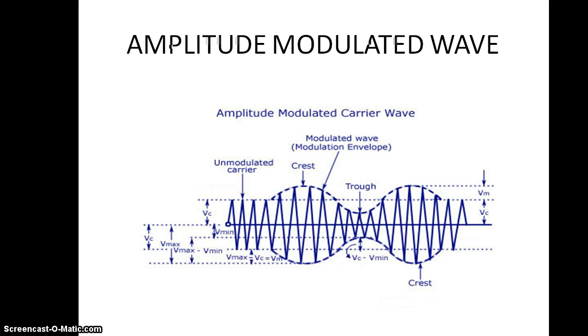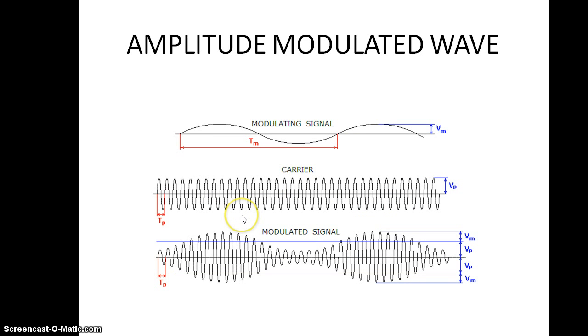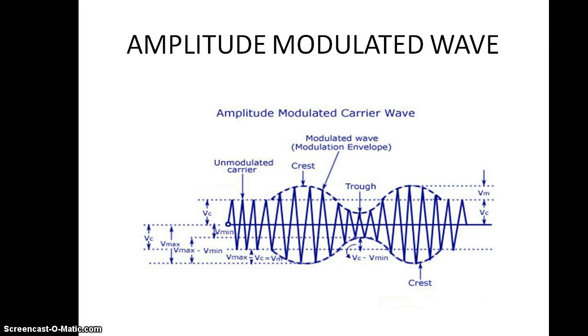So this is an amplitude modulated wave. When you look at the wave, it has two signals: the modulating signal and the carrier signal. We have the unmodulated carrier signal, which is a constant one having constant amplitude, constant frequency and constant phase, and along with it we have the message signal. The message signal is the envelope. This is the envelope. Okay. So this is the message signal.